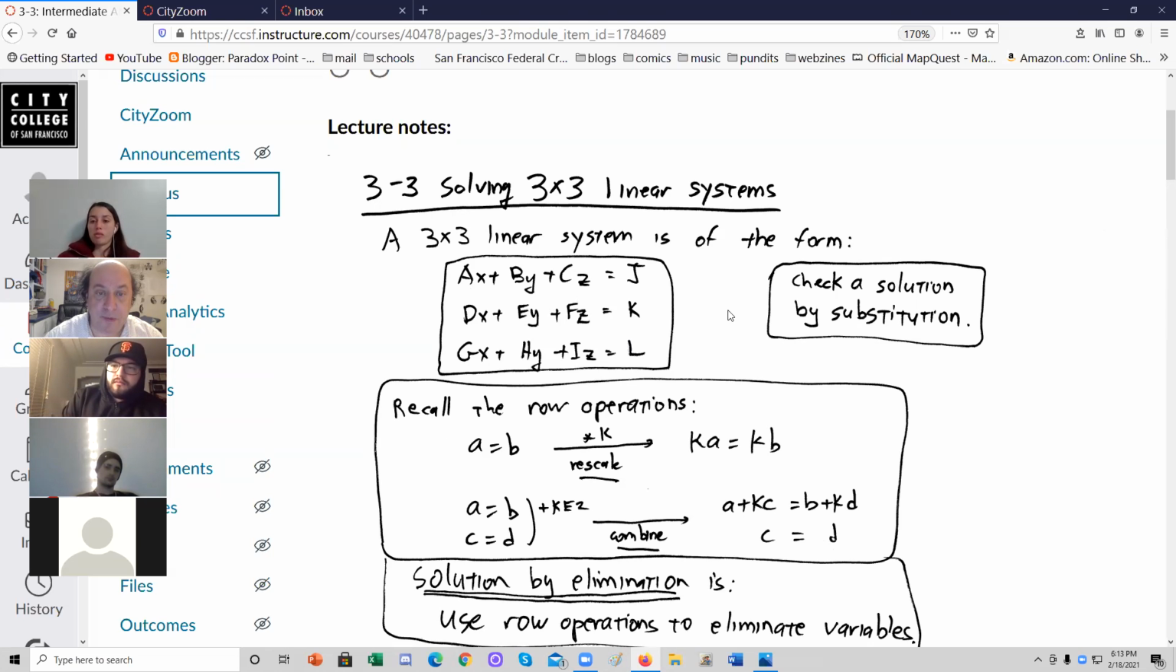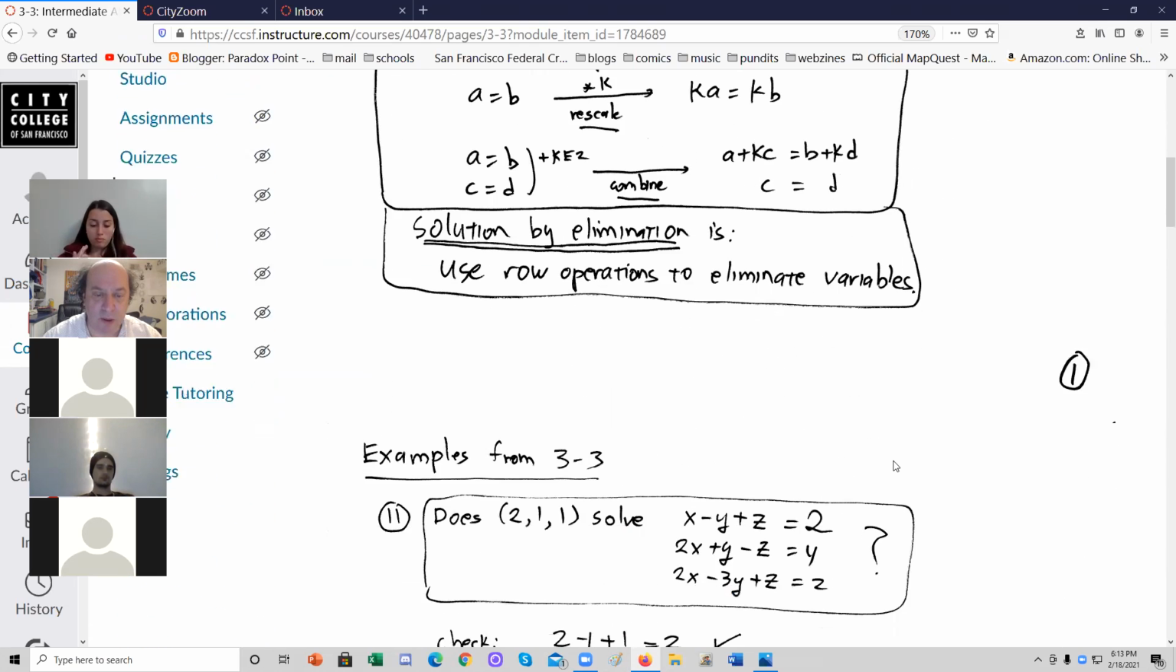We will solve a system like this the way we solve 2x2 systems, by row operations. Given an equation, we can rescale it, so a equals b becomes ka equals kb. And we can combine equations: to the equation a equals b, we can add k times c equals d, and get a plus kc equals b plus kd. We solve by elimination, using row operations to eliminate variables.